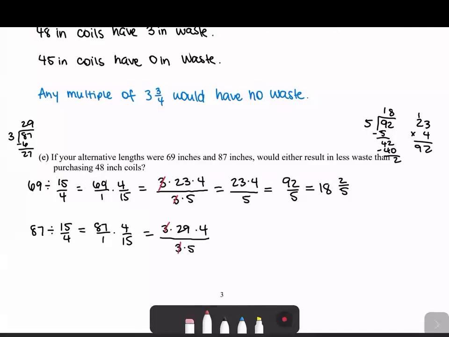So we are now looking at 29 times 4. 9 times 4 is 36. Carry the 3. 2 times 4 is 8. Plus 3 is 11. So this is 116. Oh, I guess I can write that step. So this is 29 times 4 over 5 is 116 over 5.